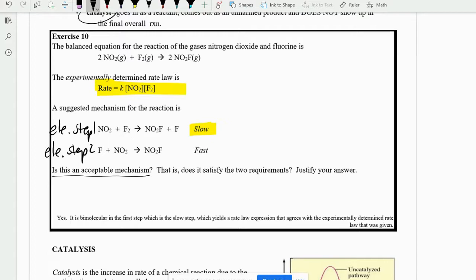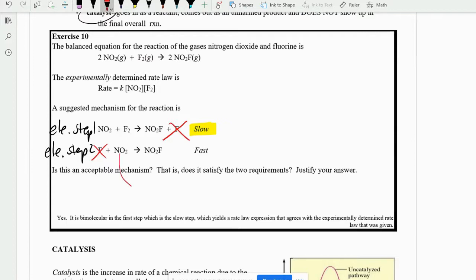Is this an acceptable mechanism? Okay. And that is, does it satisfy the requirements that we have been talking about? Justify your answer. Let's just go through the elementary step 1 and 2. And I can see here that this is a reactant in my overall reaction. I can also see that this one is 2 as well. I go to my products and I notice that the F is not a part of the overall reaction. And so this is going to be an intermediate and is consumed in the next elementary step. So it's cross-canceled. And right now we look like we've canceled anything we possibly can.